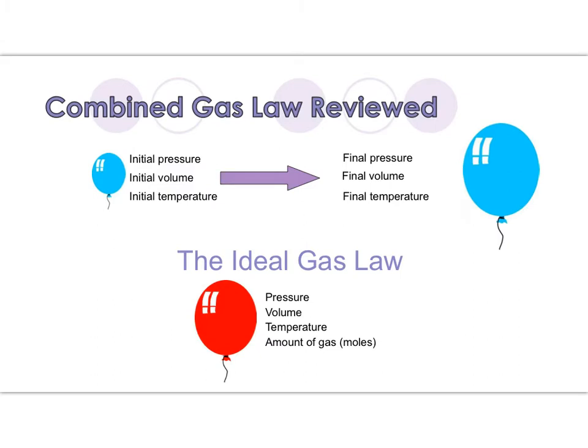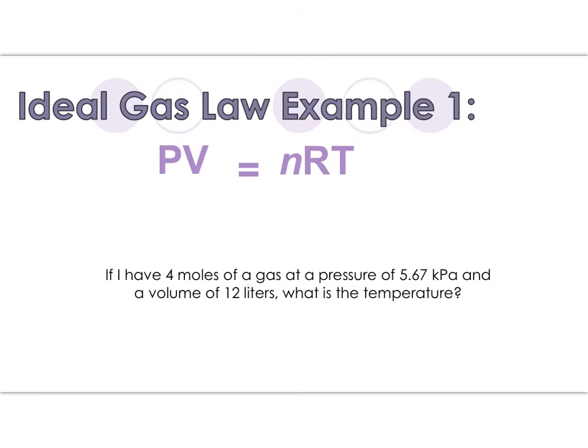Alright, so let's relate the combined gas law to the ideal gas law. The combined gas law talks about how you have initial pressure and then a final pressure, initial volume and then a final volume, initial temperature and then a final temperature. The ideal gas law relates all of these things as one complete unit. So we're relating pressure, volume, temperature, and then the new thing, the amount of gas, which is going to be moles, all together in a given formula. The formula for the ideal gas law is PV equals nRT.